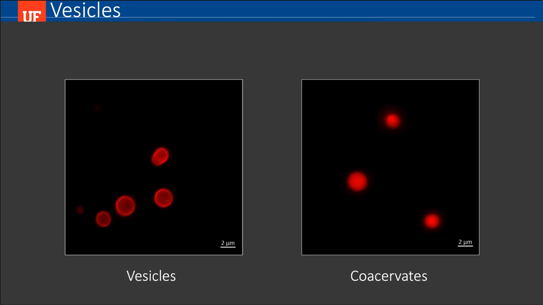And so using this, the stability test looked to see if the vesicles were strong enough to withstand the outside forces and to remain vesicles and not turn into coacervates. And we did these tests for different amounts of ZE capping.